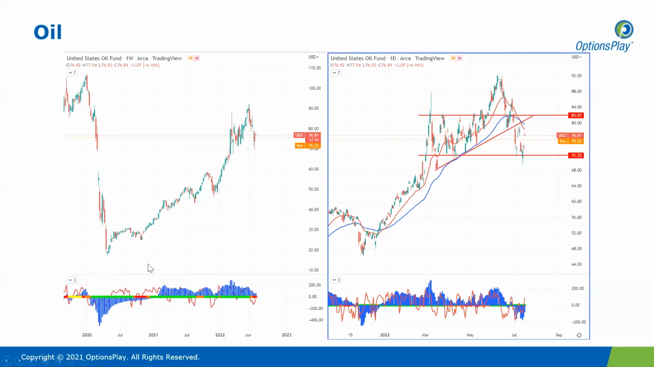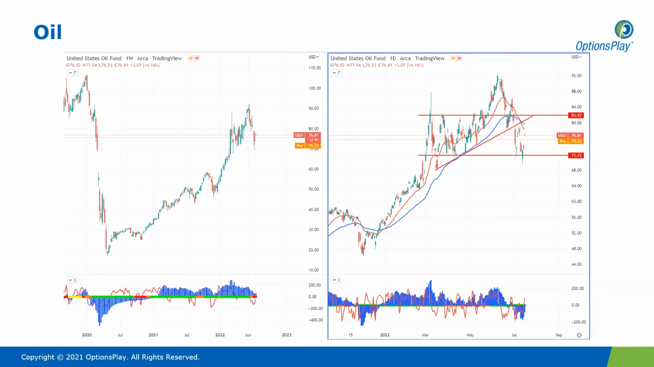Moving on to oil. So USO here has still actually managed to respect this range. We saw initially some weakness, a bit of a breach below that 71 area of support. The price has managed to recover and is now back in this range. For USO, 82 would be the next key resistance level. I don't really see it breaking above 82 anytime soon.